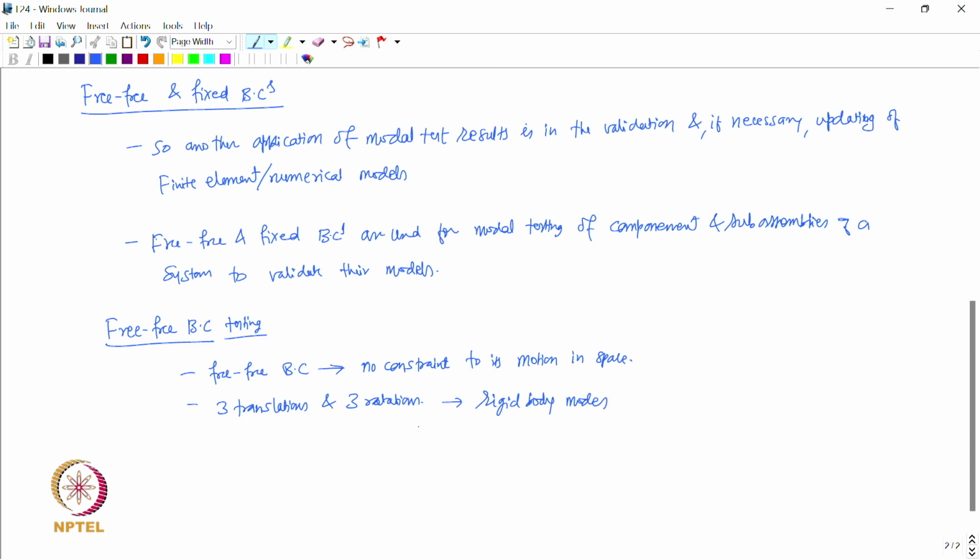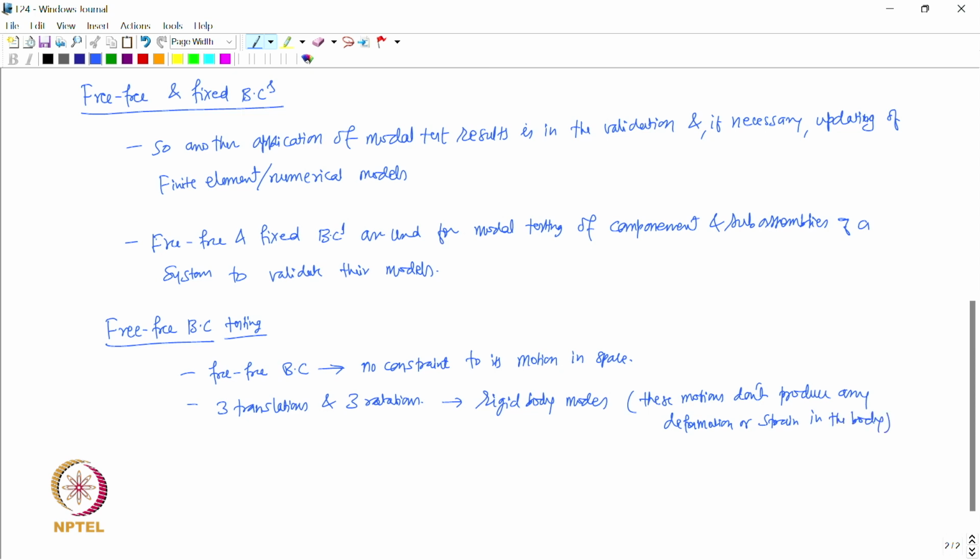Okay, because these motions do not produce any deformation or strain in the body.